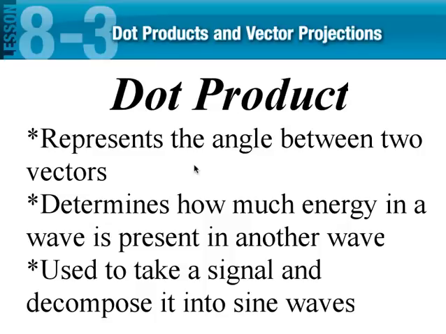Product. Now a little bit about the dot product. What exactly does the dot product do? The dot product represents the angle between any two vectors. Okay, it determines how much energy in a wave is present in another wave.